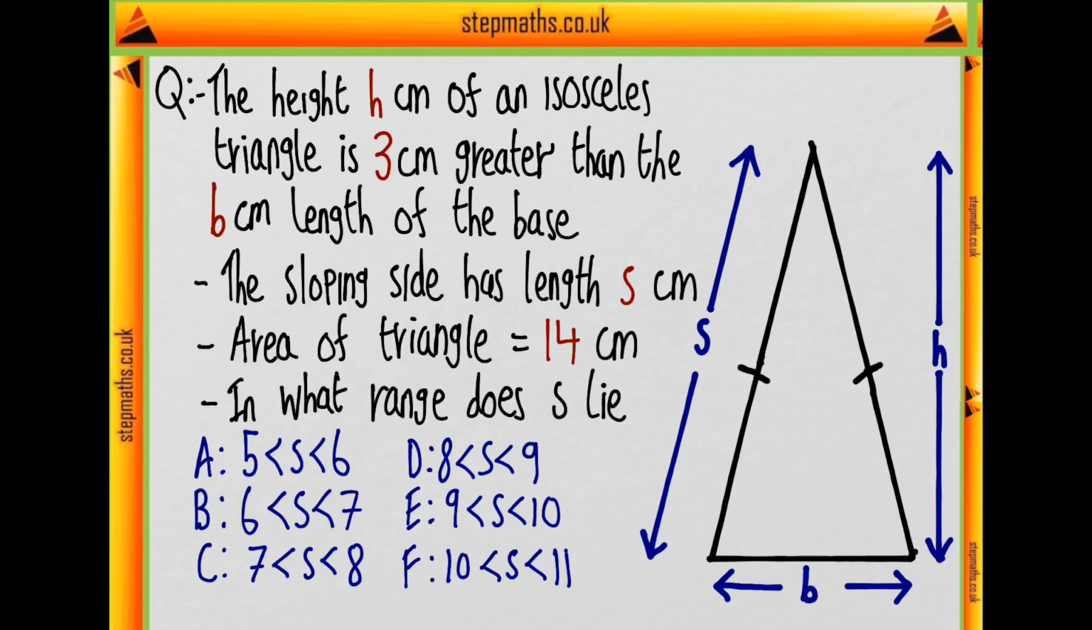And the sloping side S has a length of s centimetres. And we're told the area of the triangle in total is 14 centimetres. And we're asked, in what range does S lie? So is S between 5 and 6, 6 and 7, 7 and 8, 8 and 9, 9 and 10, or 10 and 11?